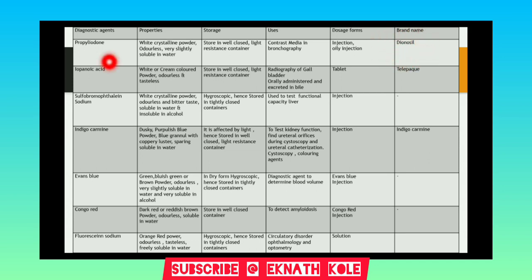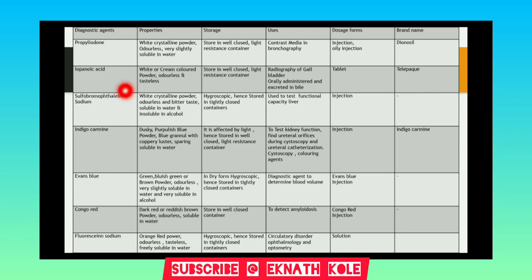Then let's see the second example, which is iopanoic acid. What are the properties of iopanoic acid? It is an almost white or cream colored powder. It is available in powder form, white or cream colored. Similar to propyl iodone, it is odorless and tasteless. The storage condition is a well closed, light resistant container. It is available in the dosage form of tablet, and the famous brand name is Telepaque.